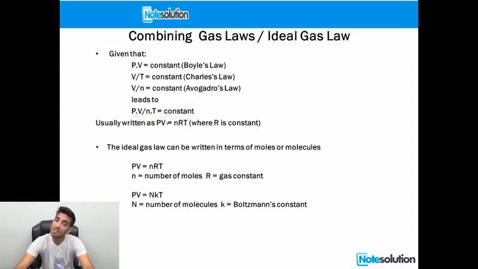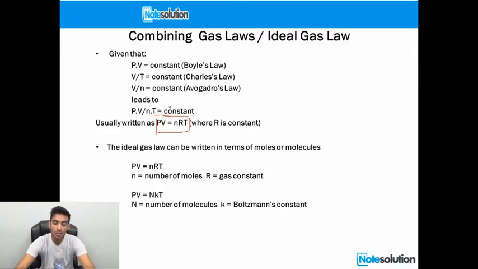Now, this is usually written as P dot V equals nRT, where R is a constant. This is the ideal gas law. P multiplied by V equals n multiplied by R multiplied by T. R is a constant that does not change, so it's a specific value that we use, and we're going to talk about the different values that we could use for R, depending on what units we use.